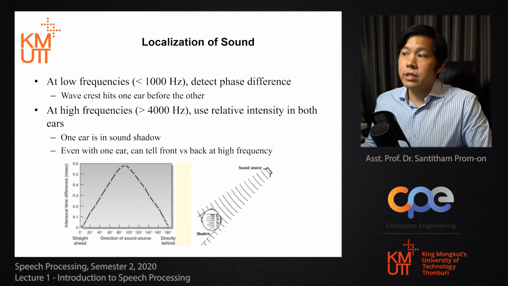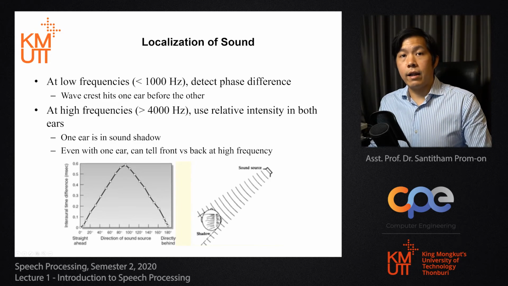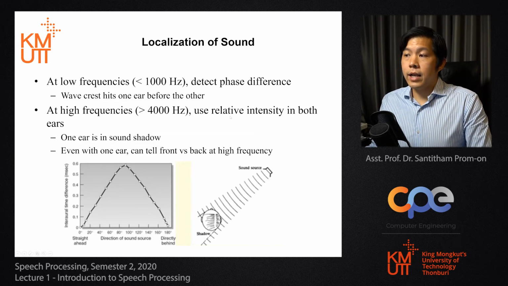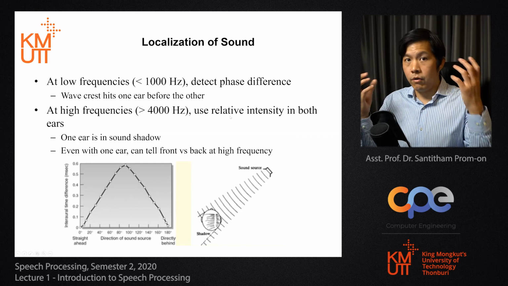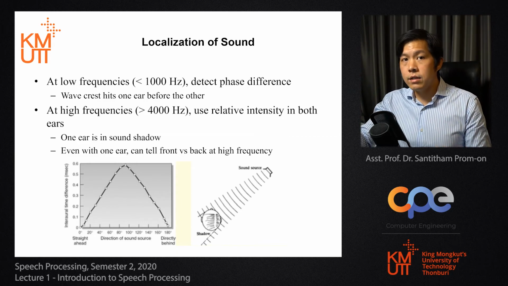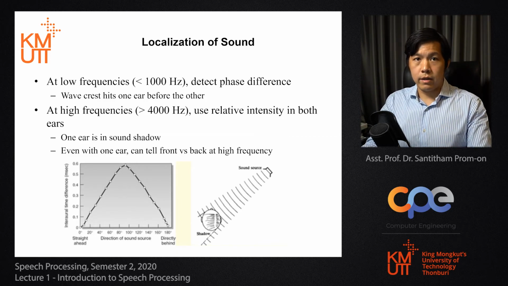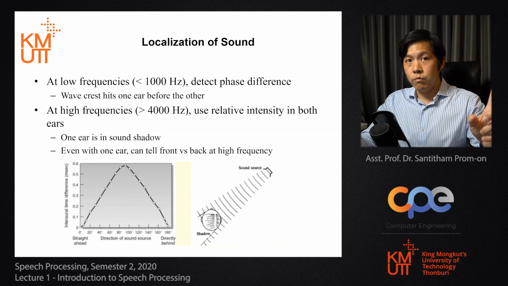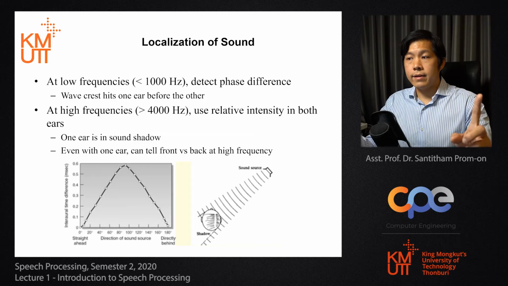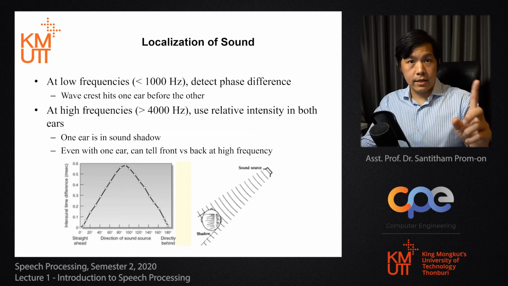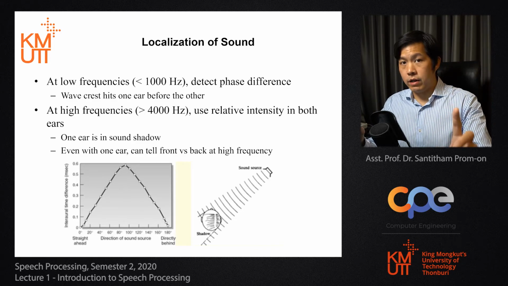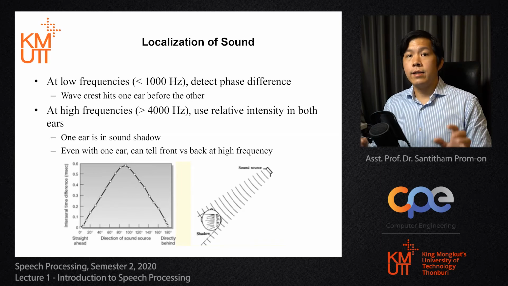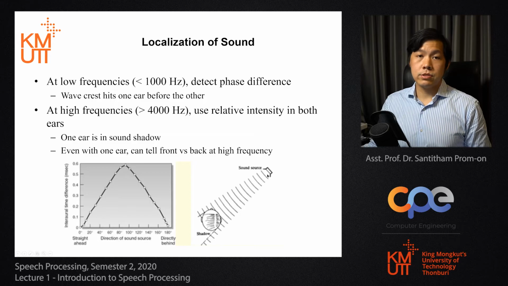In high frequency content, because it is quite high frequency, we detect the relative intensity in both ears, and usually this is the normal method when we create a robot. If we have two microphones, we detect the relative intensity of the sounds coming between both microphones, and then we will know which direction the robot needs to turn to say the sound source comes from this location.